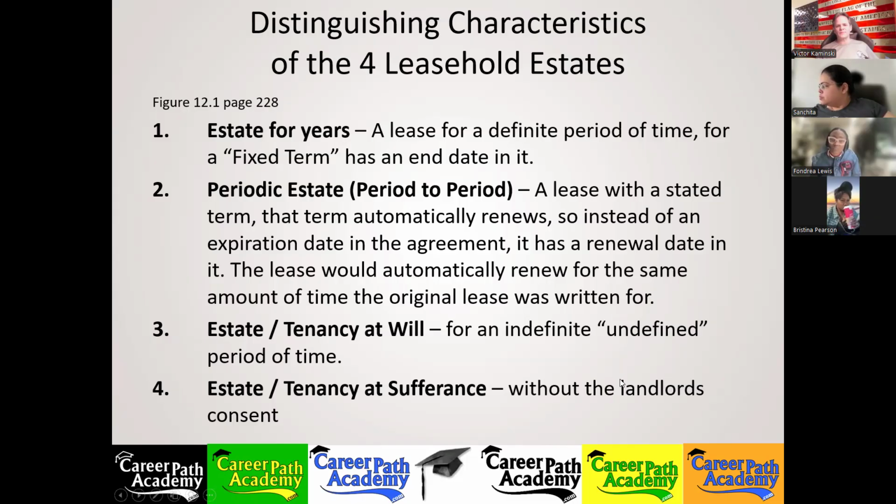So, once again, here are my definitions for them. Estate for years is a lease for a definite period of time, for a fixed term, that has an end date in it. Periodic estate is a lease with a stated term that automatically renews. So instead of an expiration date in the agreement, it has a renewal date in it. The lease would automatically renew for the same amount of time the original lease was written for. And an estate or tenancy at will is for an indefinite, undefined period of time. And a tenancy at sufferance is without the landlord's consent.